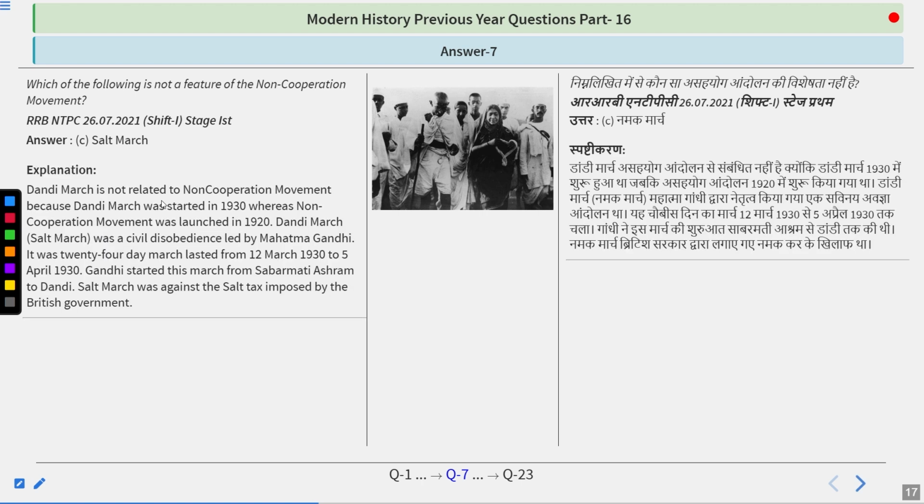So Dandi March is not related to the non-cooperation movement, because Dandi March was started in 1930, whereas non-cooperation movement was launched in 1920. Dandi March was a civil disobedience led by Mahatma Gandhi. It was a 24-day march, lasted from 12th March 1930 to 5th April 1930. Gandhi started this march from Sabarmati Ashram to Dandi. Salt March was against the salt tax imposed by the British government. So do remember, answer is Salt March.